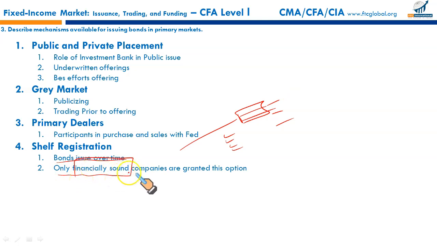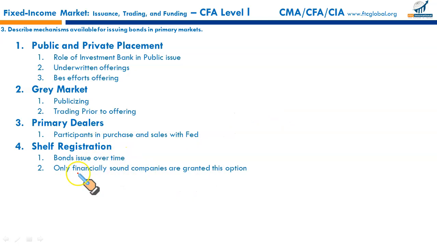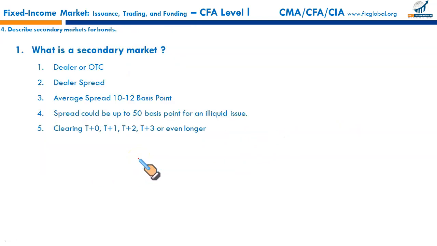So only financially sound companies are granted this option, shelf registration, where registration is filed once with the SEC, and then bonds can be issued over time whenever the issuer needs money, maybe in the first year, then in the third year, then maybe in the seventh year, or maybe within one year. It's entirely dependent upon the circumstances. So once it is approved by the SEC, the bonds could be issued over time.